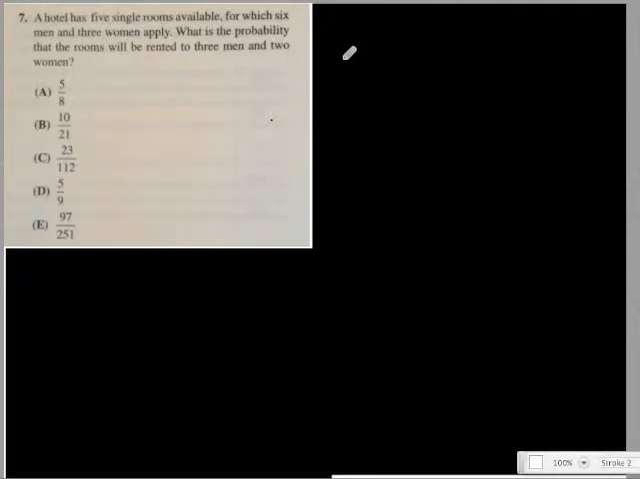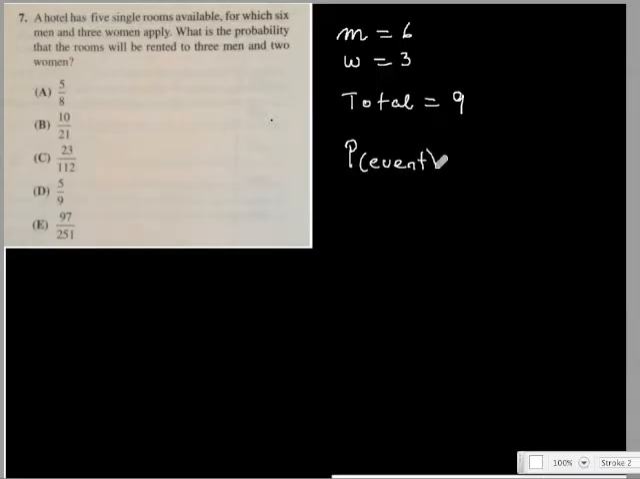Let's go ahead and collect all the information we have. We have 6 men and we have 3 women, and total is 9. For probability problems, probability of any event is the number of ways that that event can occur divided by the total ways in which that event can occur. So let's go ahead and see how many ways an event can occur.